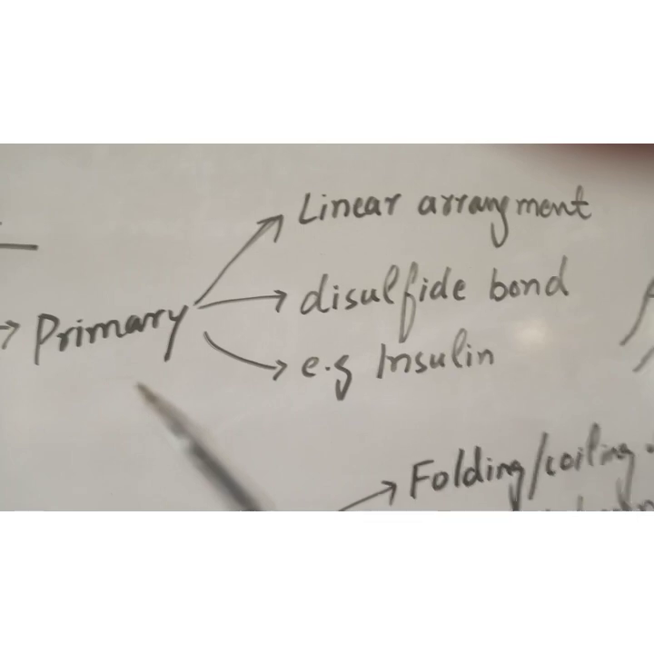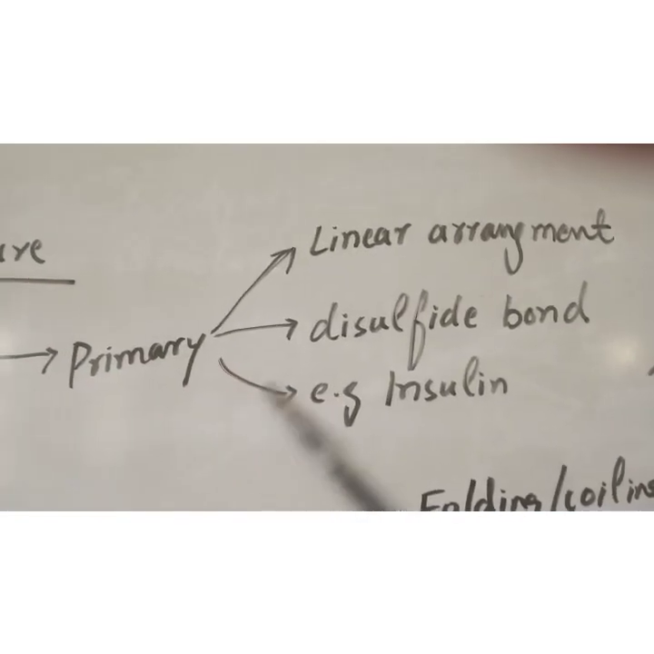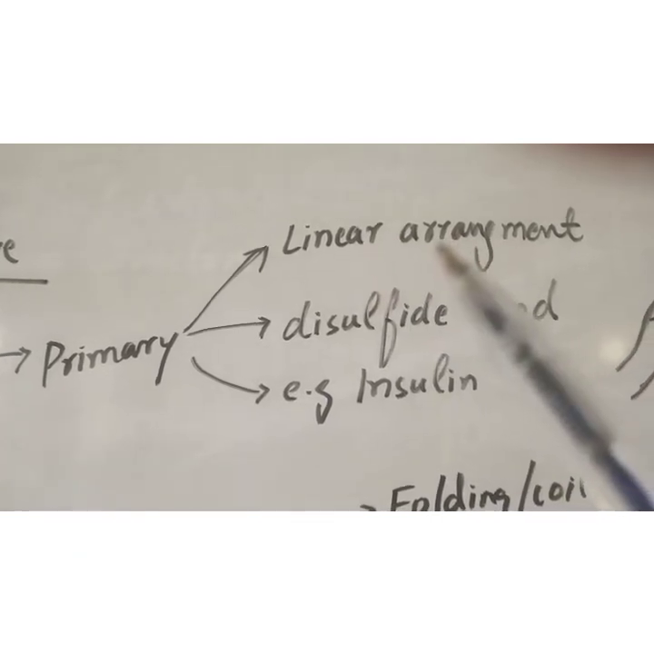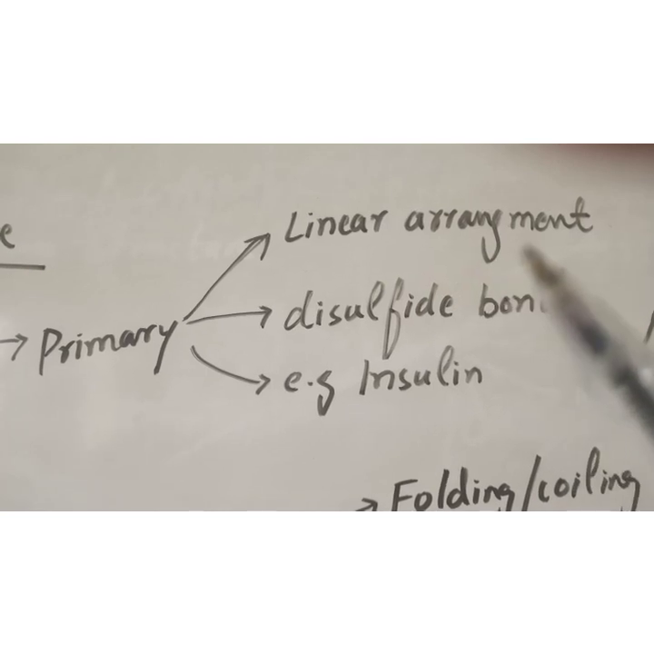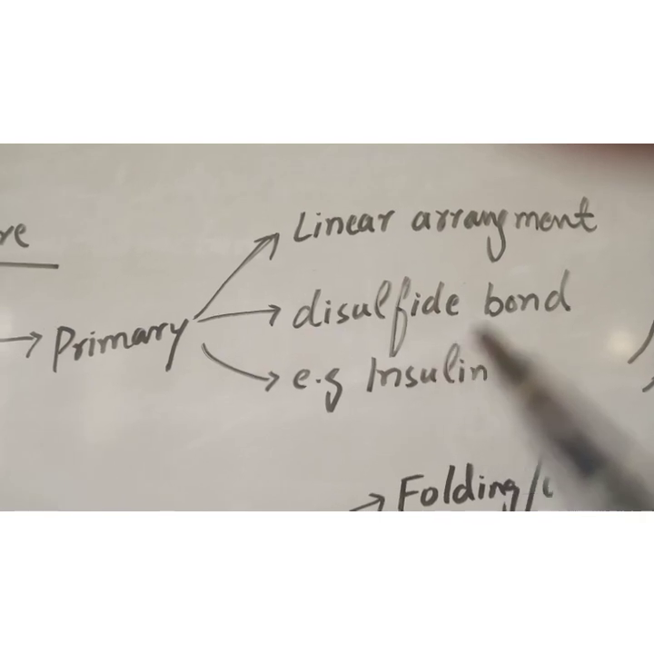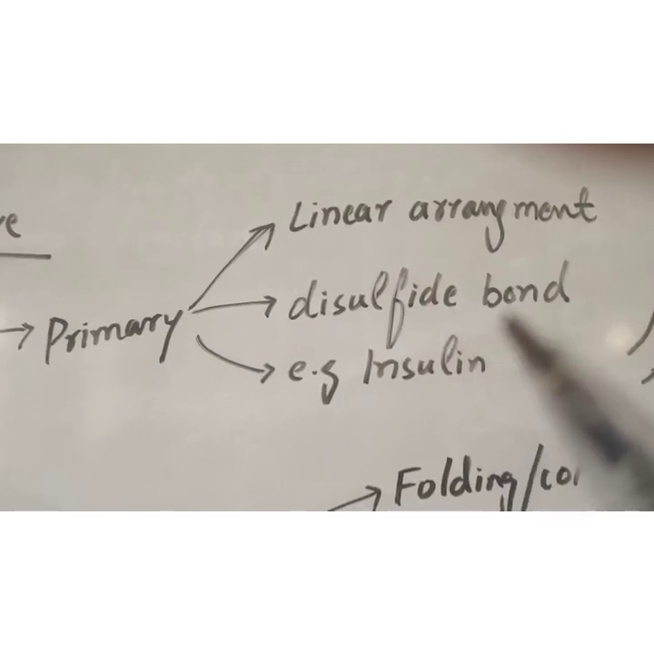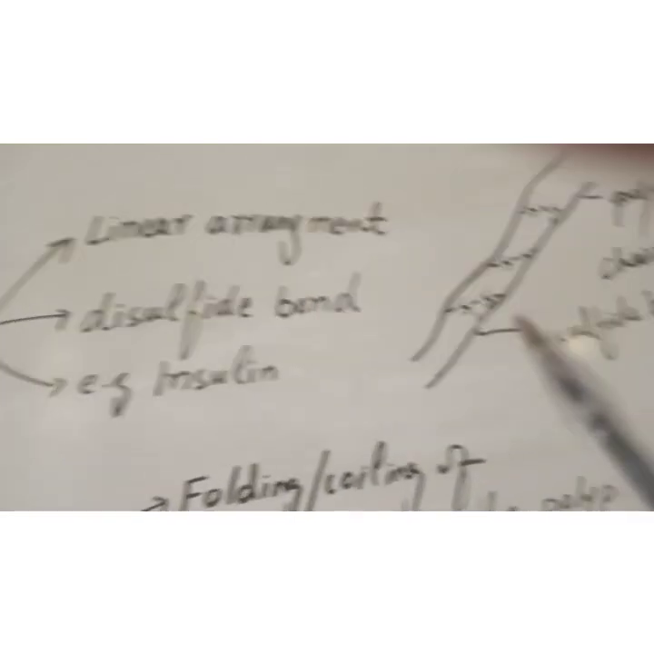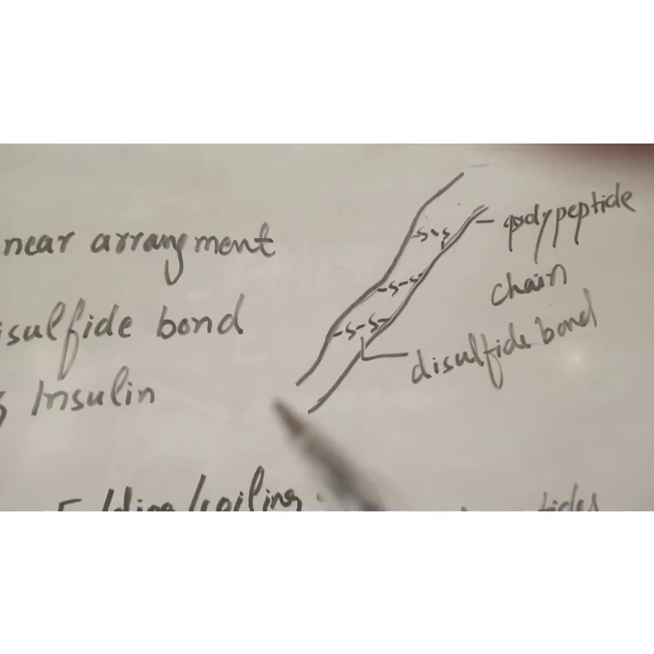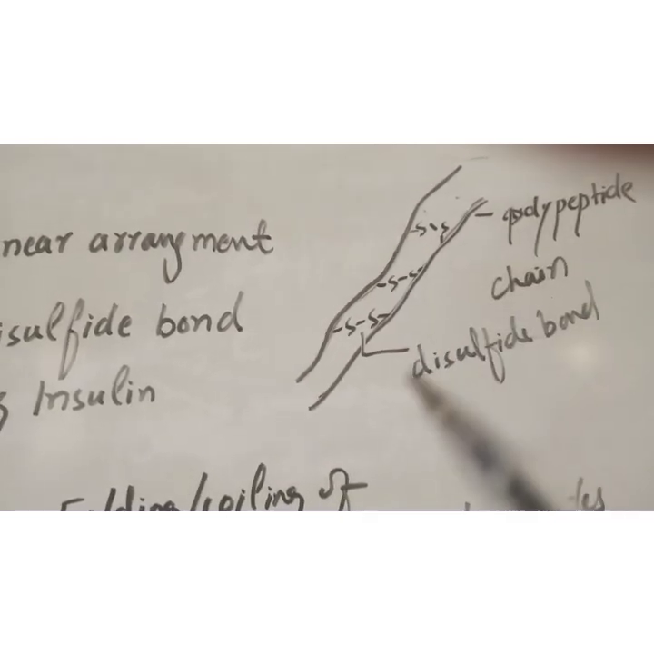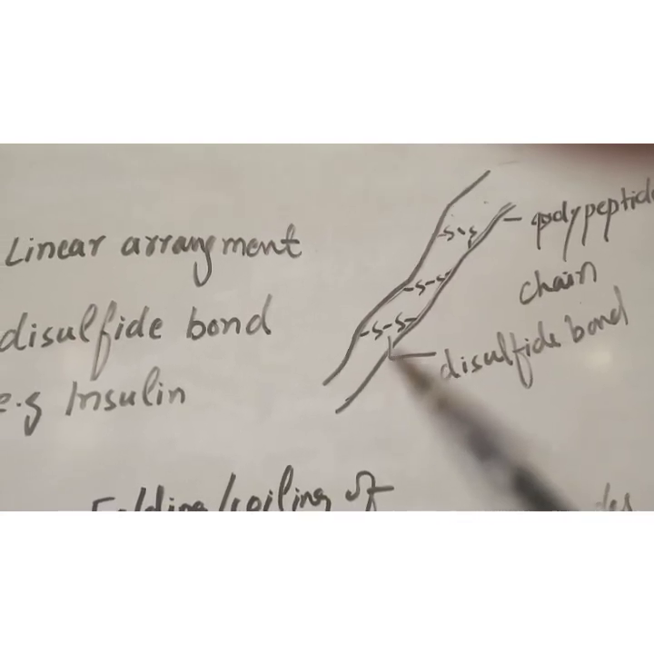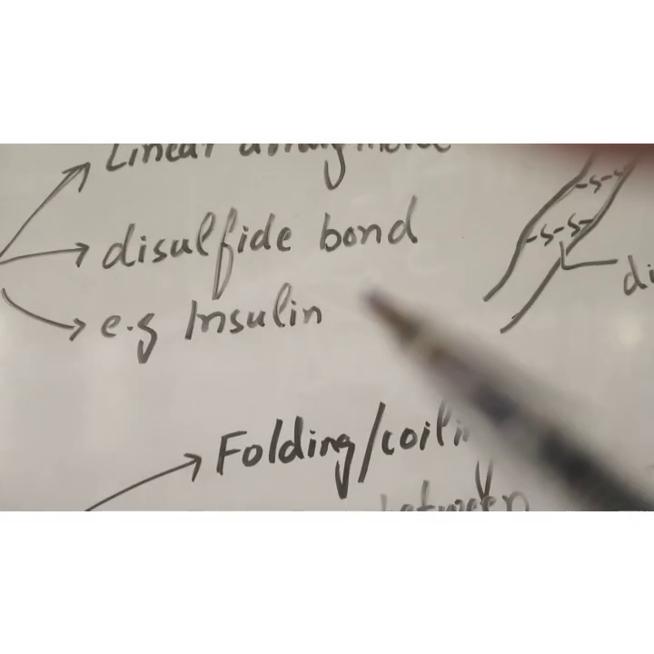Primary structures. In primary structures, the amino acids are found in the form of a linear arrangement, and this linear arrangement is maintained by a covalent bond, the disulfide bond. That is, this is a chain of amino acids, that is a polypeptide chain, and here the disulfide bond is formed in the form of covalent linkage. For example, insulin.